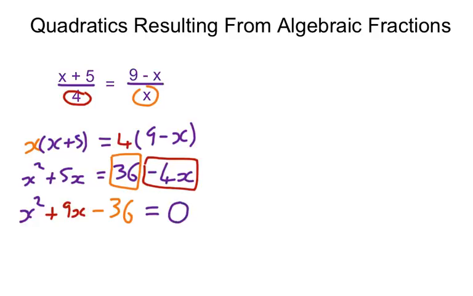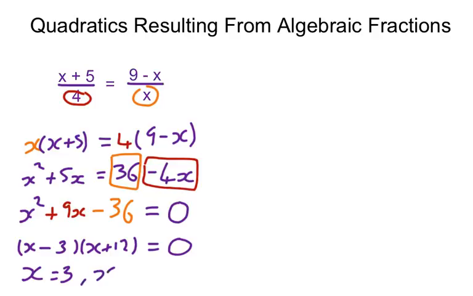Once a quadratic is equal to 0, we factorize. So the beginning of each bracket is going to be x, because we just have an x squared. They multiply to make 36 and have a difference of 9. Well, that's going to be 12 and 3. We need plus 9x, so the 12 needs to be positive and the 3 needs to be negative, which gives us our answers of x equals 3 and x equals minus 12.